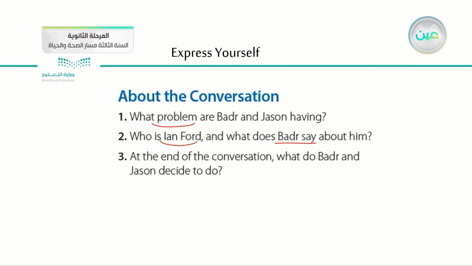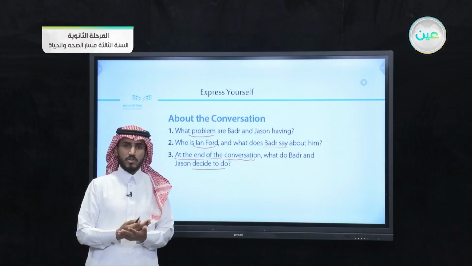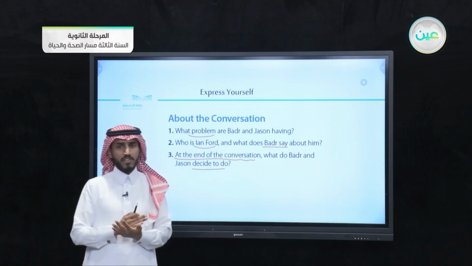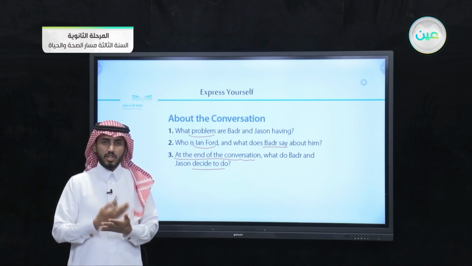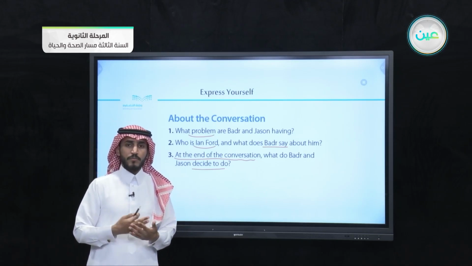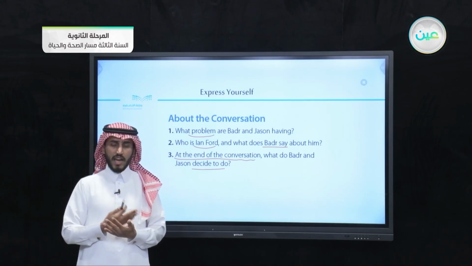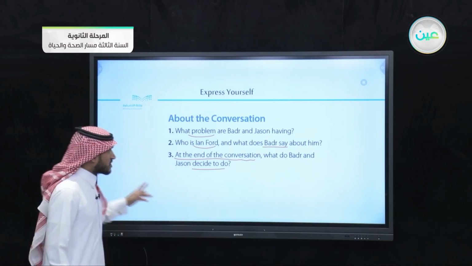Number 3, at the end of the conversation. So here, we're talking about something at the end of the conversation. You don't have to scan anything in the beginning. What do Badr and Jason decide to do? They have decided to do something. So what did they decide to do? Now, you can pause the video right now, go back to the conversation and do the exercise on your own. And after that, come back to check the answers with us. Now let's go to the answers.